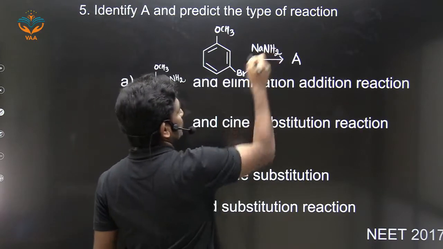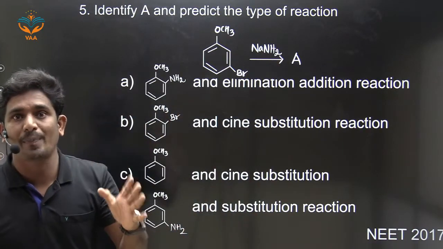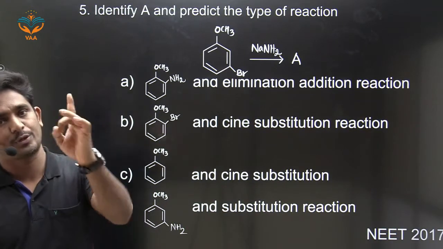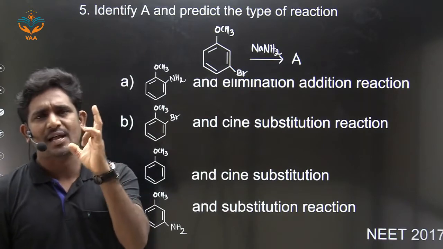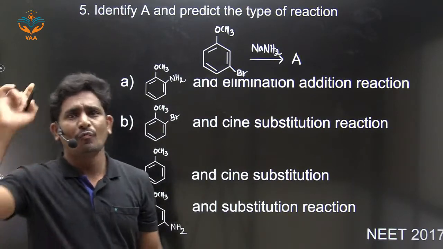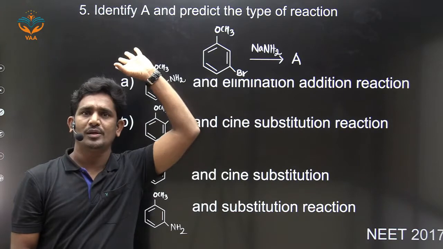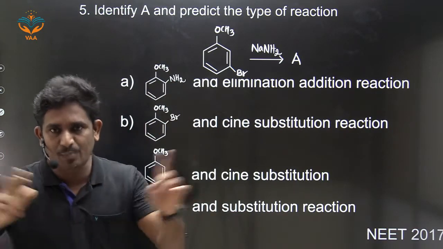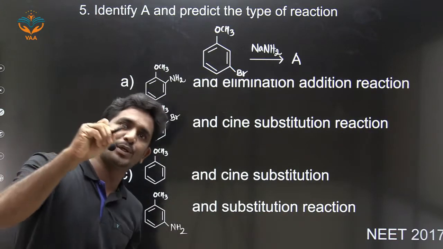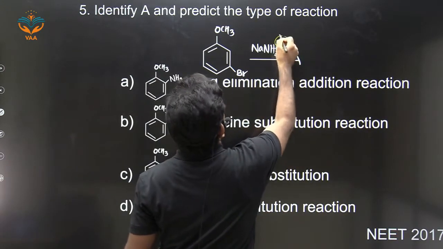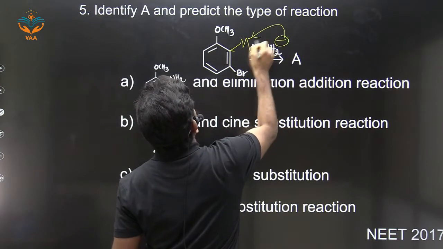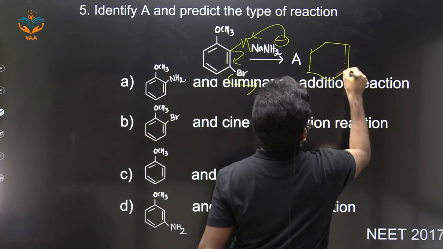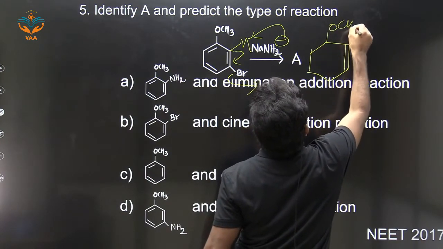What is this? It is sodamide. Sodamide is a strong base. The strong base will remove the beta hydrogen from the sp2 carbon atom. If you want to remove a hydrogen from an sp2 carbon atom, we have to use only NaNH2. So NH2 minus removes this beta hydrogen, and it gives the benzyne intermediate. Okay, OCH3.